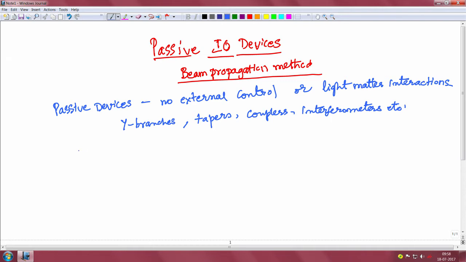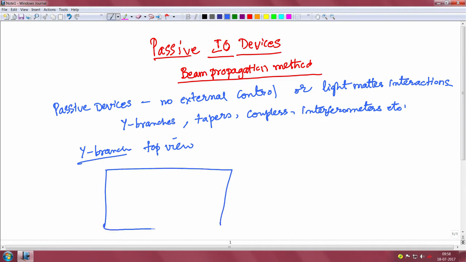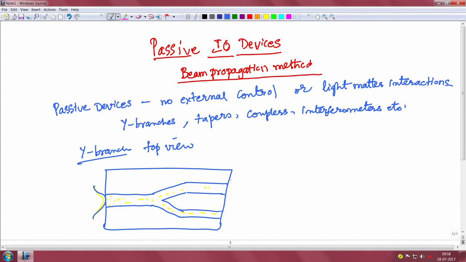For example, let us take the functioning of a Y branch. I am drawing the top view. You have a substrate and you make a pattern in this form. So, this is a waveguide region. Its function is to divide the power injected at the input equally between the two output ports.